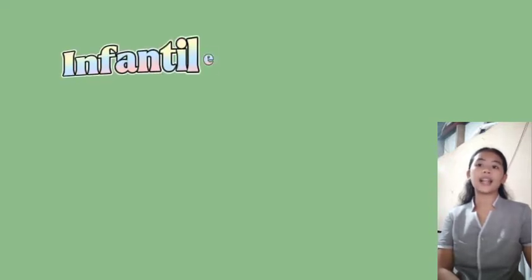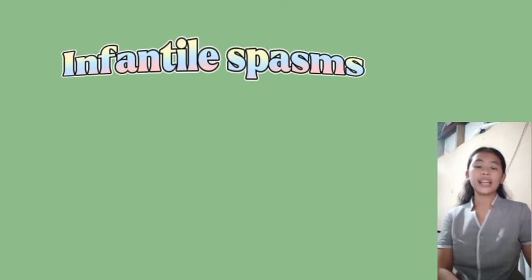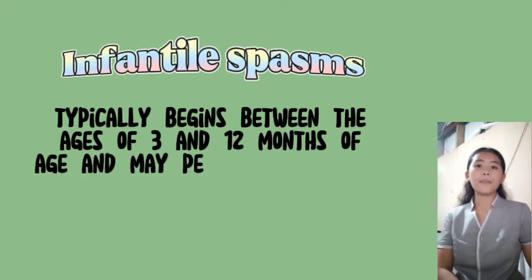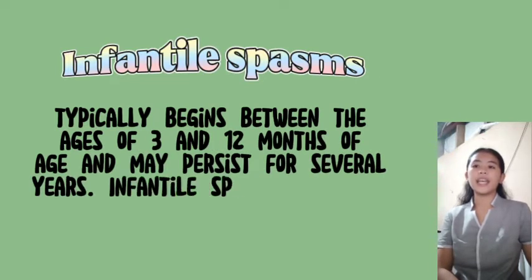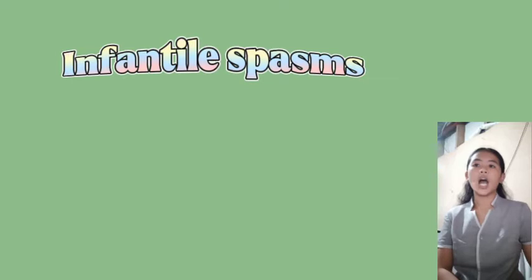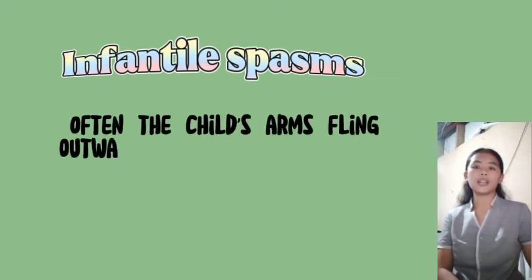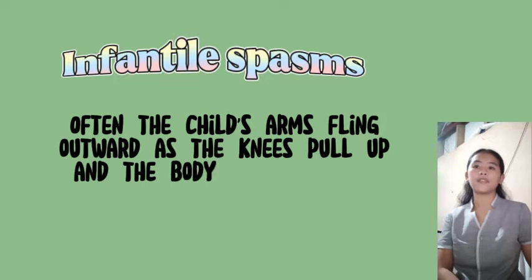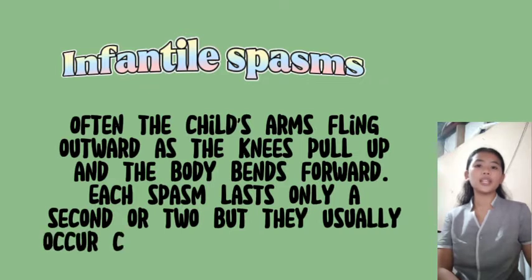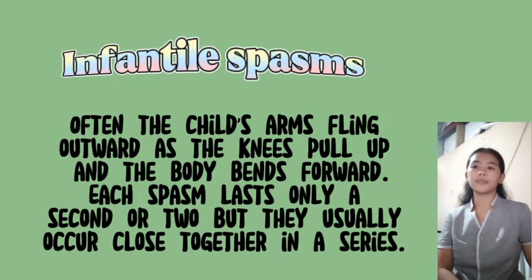There is one subtopic of myoclonic epilepsy. These are the infantile spasms. This typically begins between the age of 3 and 12 months and may persist for several years. Infantile spasms typically consist of a sudden jerk followed by stiffening. Often the child's arms fly outward, the knees pull up, and the body bends forward. Each spasm lasts only a second or 2, but they usually occur close together in a series.